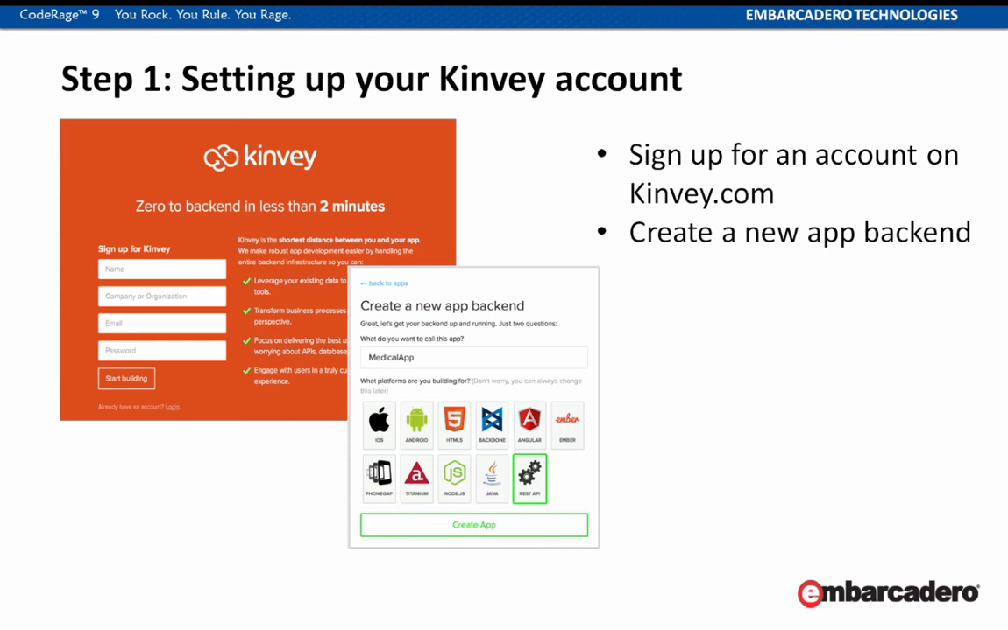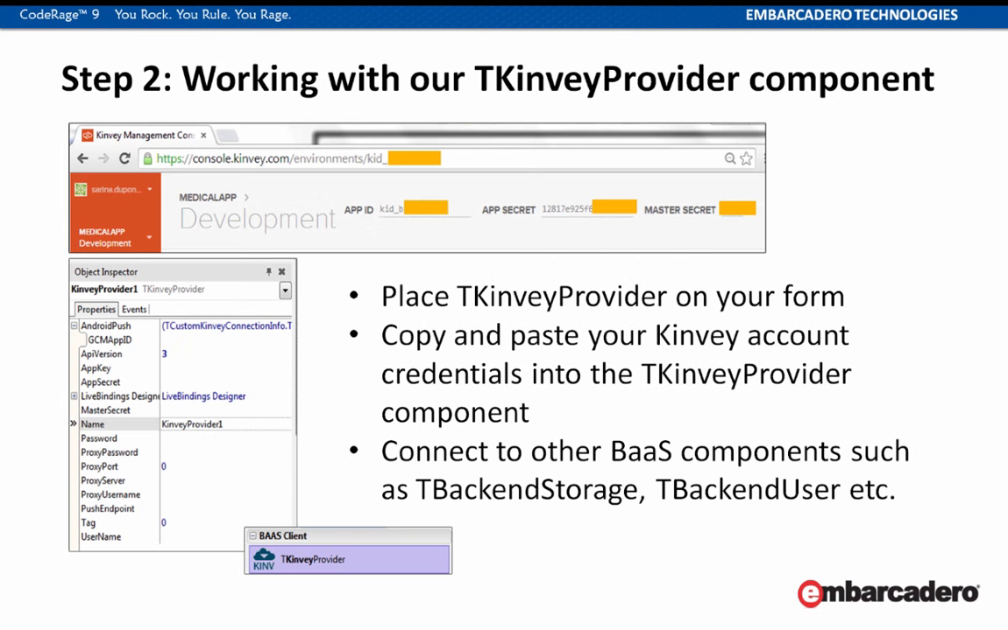Now the first step is to create your Kinvey BaaS backend, and you would sign up for an account by going to kinvey.com, and then you sign up with your information, and the next step is to create a new app backend. In that case, you would select REST API and click Create App. And then once you have created your backend, you're provided with an app ID, an app secret, and a master secret. And in our product, we have a Kinvey provider component that you can drag and drop right onto your form. And then you put the app ID, app secret, and master secret that is provided to you via your Kinvey dashboard into that component, into the fields that the component provides. And you can then connect that Kinvey provider component to various other BaaS components that we provide out of the box.